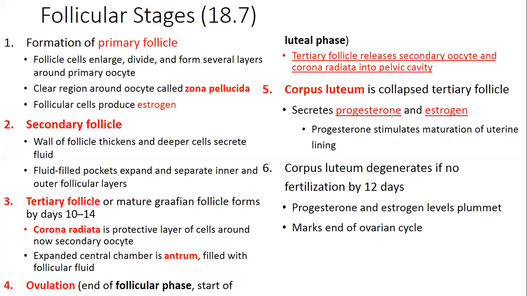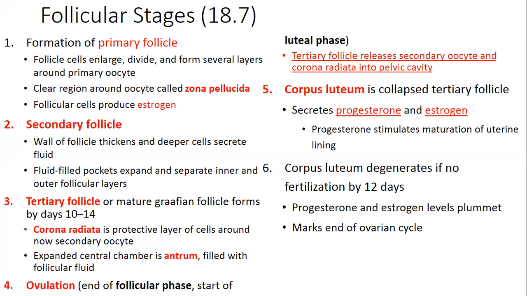And basically, the chamber in which that fluid is secreted expands. It's called the antrum, and it is filled with follicular fluid. At the end of the follicular phase, there's ovulation. Ovulation is the release of the oocyte from the follicle into the fallopian tube. And ovulation basically separates the two phases of the menstrual cycle, or the ovarian cycle.